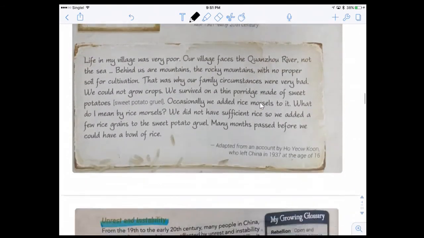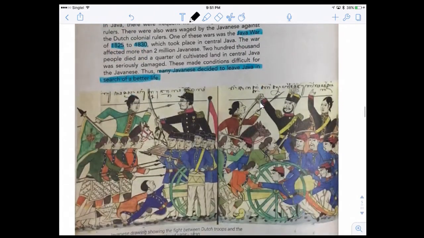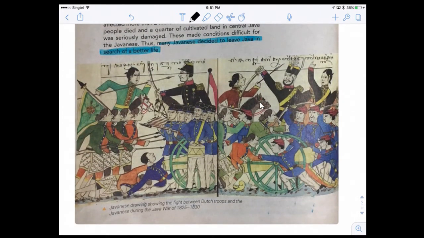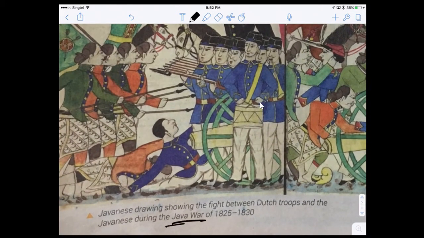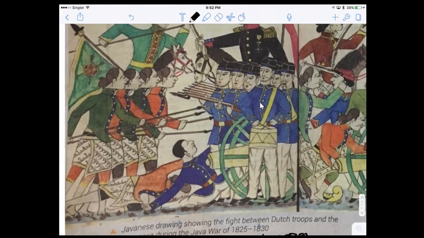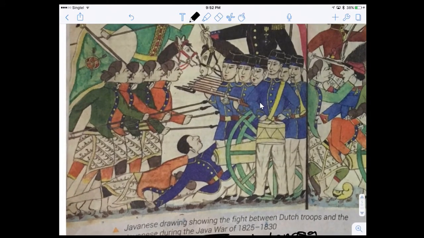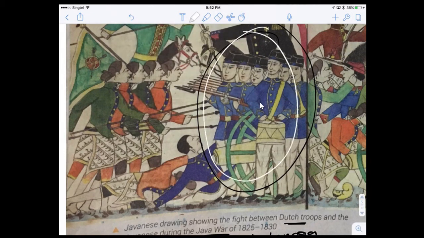Now, I'm going to skip this source for now, okay? Now, if you look at unrest and instability. Okay, this picture here is symbolizing the Java War. There was a war fought in Java. Java is actually in Indonesia. Okay, so the Java War. Now, if you analyze this picture, who is fighting against whom? Clearly, inside here it says the Dutch troops. So these men here are actually the Dutch troops.